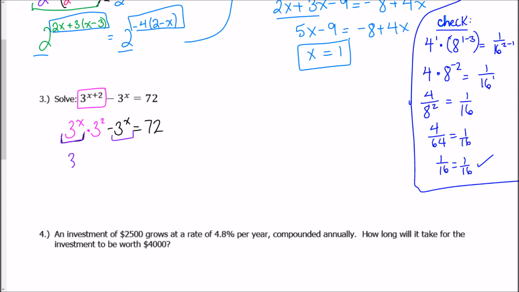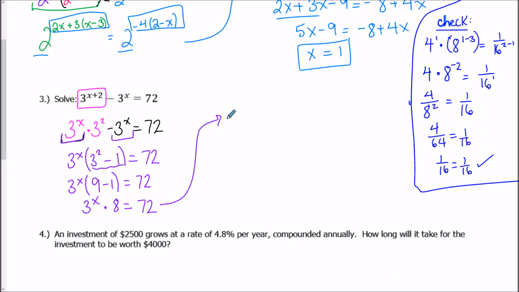So I end up getting 3 to the power of x times 3 to the power of 2 minus 1 is equal to 72. So I'm going to evaluate what I have inside of here because that's a nice easy number. So I get 3 to the power of x times, 3 to the power of 2 is 9, 9 minus 1 is 8. So I get 3 to the power of x times 8 equals 72.